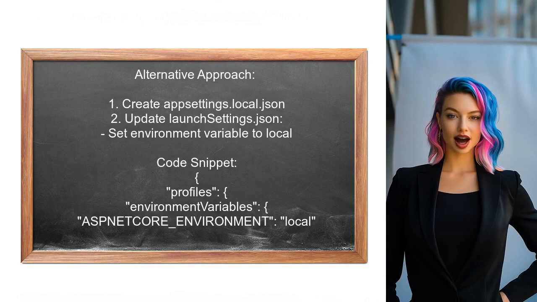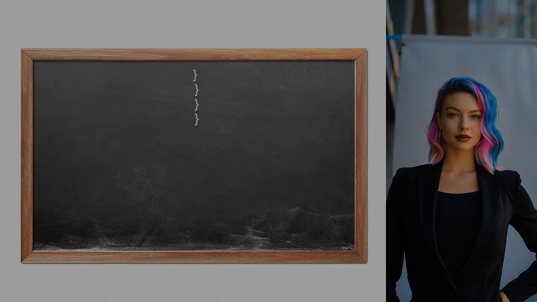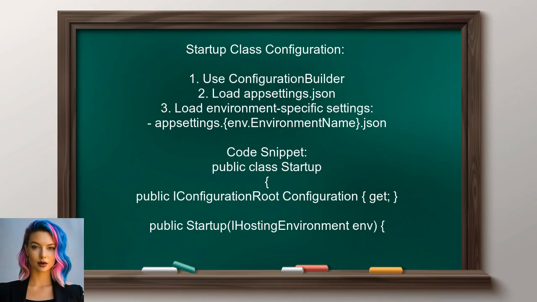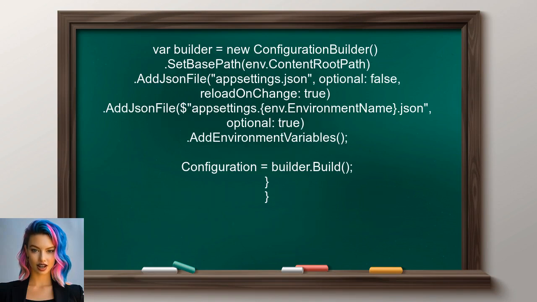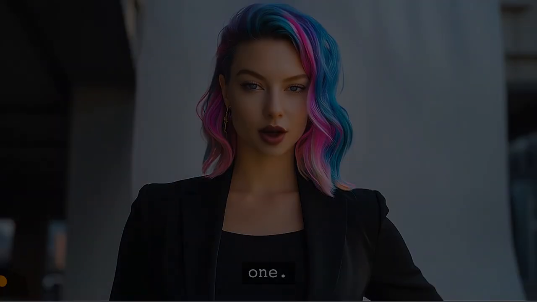An alternative approach suggested by another user is to avoid adding environment-specific settings directly into the source code. Instead, they recommend creating a file named appsettings.local.json. Then, in your launchSettings.json, you should set an environment variable to local. In the startup class, the user suggests using a configuration builder to load the appropriate settings. Instead of linking appsettings.local.json directly, you can load environment-specific settings dynamically based on the environment name. That's all on that answer. Let's take a look at another one.